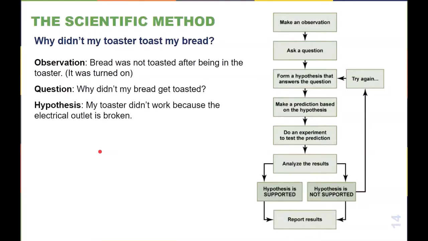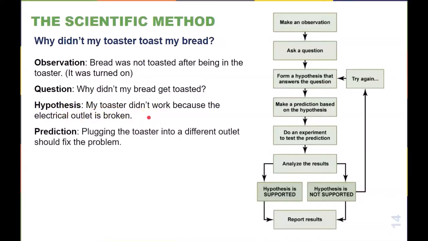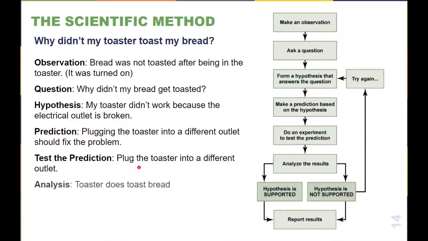Your hypothesis: my toaster didn't work because the electrical outlet is broken. So maybe something is wrong with the electrical outlet. That's what we're thinking. So we're making a prediction that we can test, just a single prediction. The prediction: plugging the toaster into a different outlet should fix the problem. So our test, our experiment, is to plug the toaster into a different outlet.